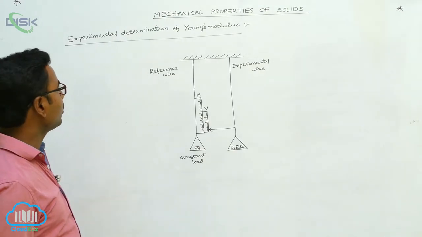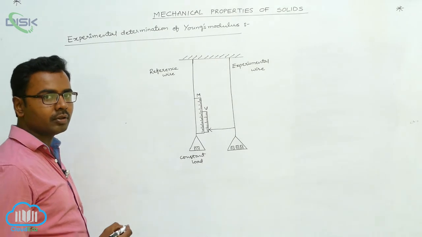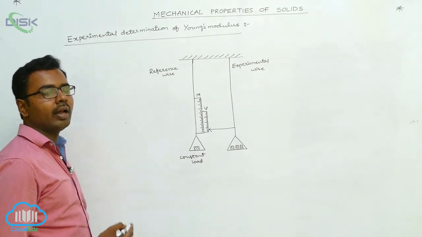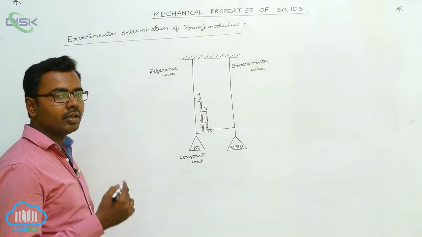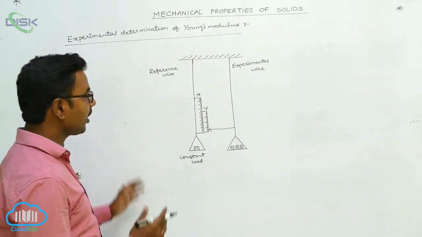Here we now discuss the experimental determination of Young's modulus of a wire, meaning Young's modulus of the material of a wire. For example, a wire made up of copper, means we are going to find the Young's modulus of copper of the wire. Now to do this, the arrangement is like this.